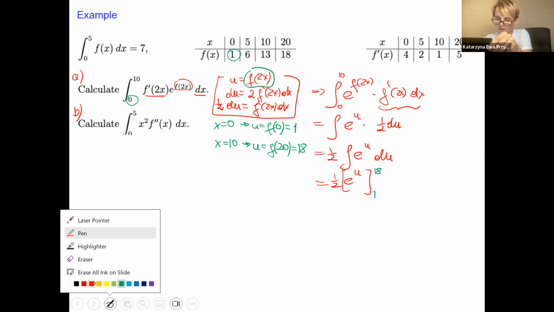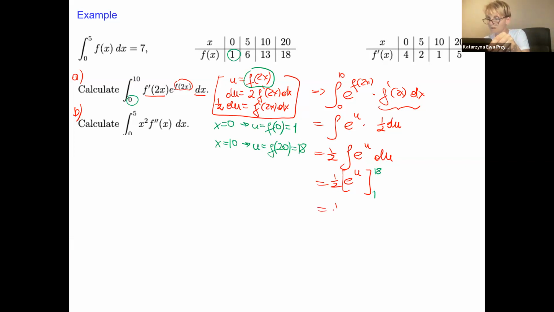Yeah, we did something similar, I remember. Okay, 1/2 times e to the 18 minus e, done. And we can leave it like this, possibly factor out e. That means this is part A.